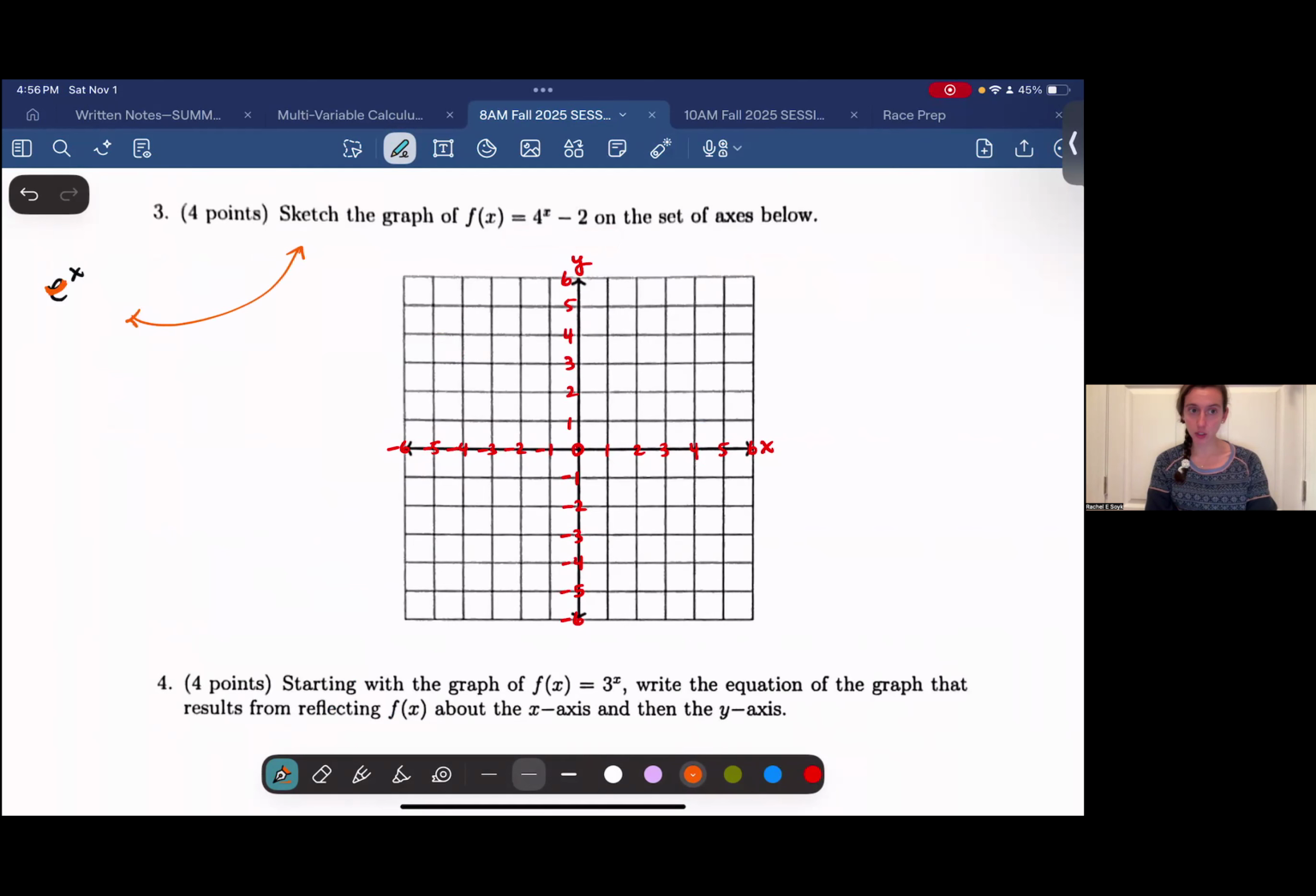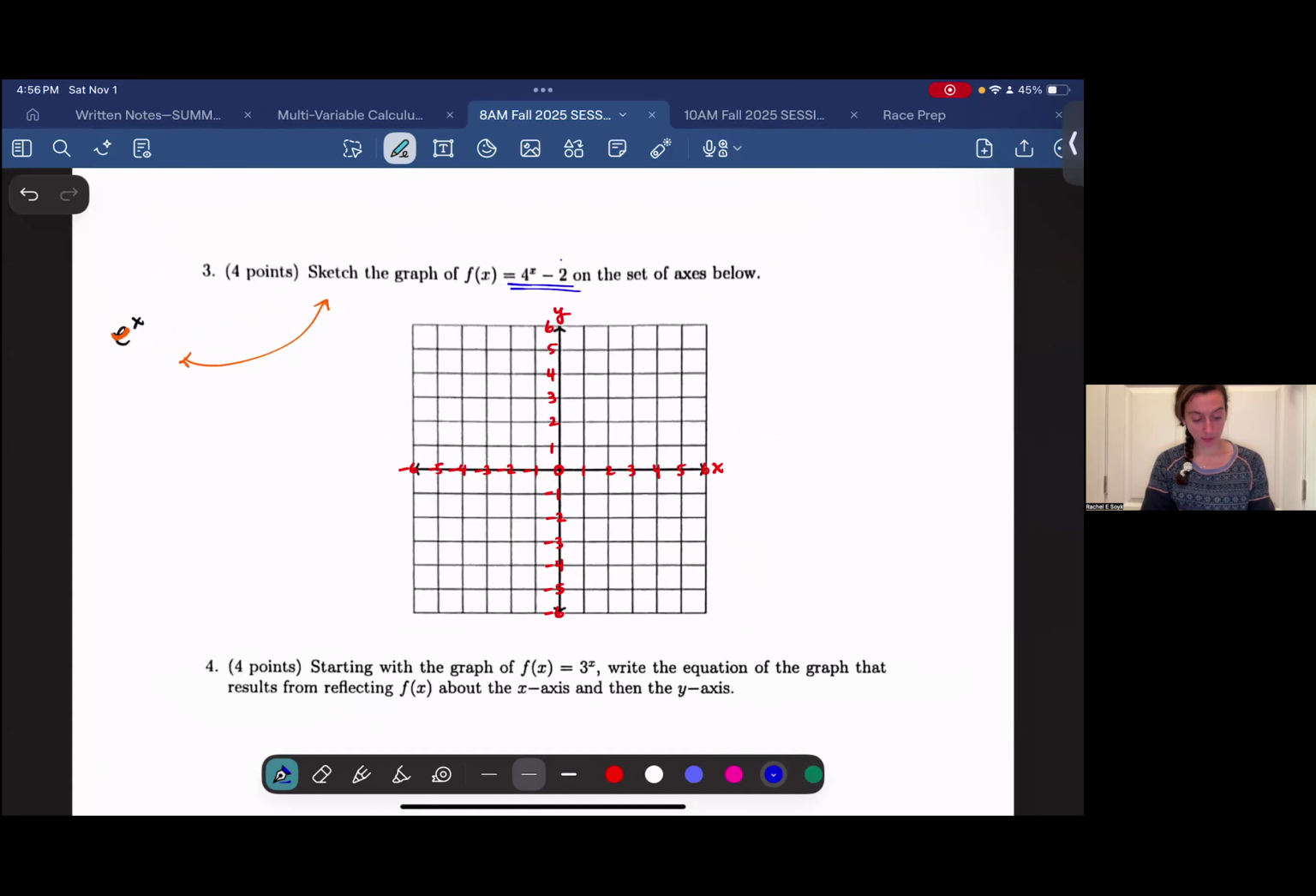And we'll have a horizontal asymptote. But the horizontal asymptote changes if there is a vertical shift transformation involved. And in this case, there actually is. That 4 to the x minus 2 tells us that we have a vertical shift of our function going down 2 units.